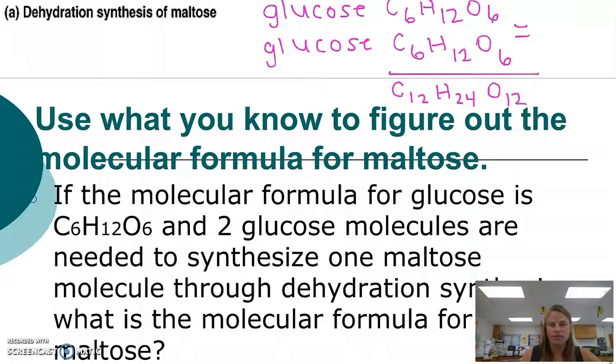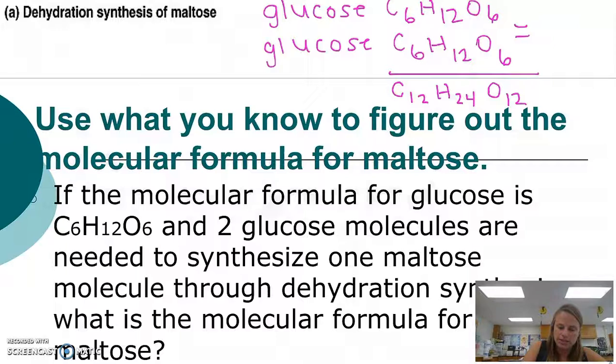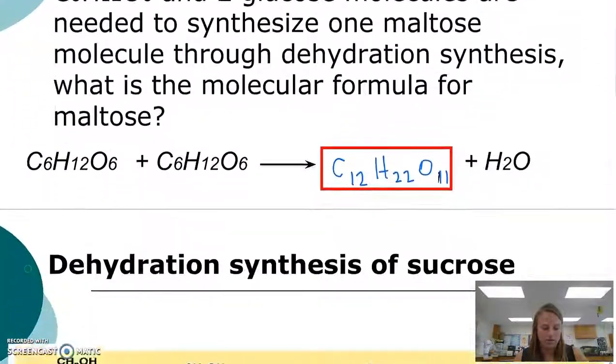Exactly. I forgot to take out the water. If I take out the water, minus H2O, I'm left with C12H22O11. And I still have that H to O 2-to-1 ratio. Right? So if I wanted to fill in the formula, I would say C12H22O11.